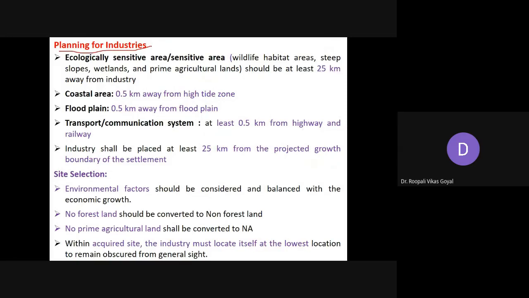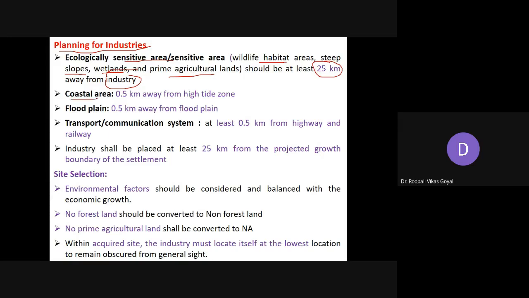So this is regarding the planning of industries. If certain ecologically sensitive areas are there, what do we call a sensitive area? Wildlife habitat area, steep slope, wetlands, and prime agricultural lands. These are generally considered to be ecologically sensitive areas. So it should be kept at least 25 kilometers away from industry. If there is any ecologically sensitive area, then your industry establishment has to be done 25 kilometers away from it. That is the first thing.